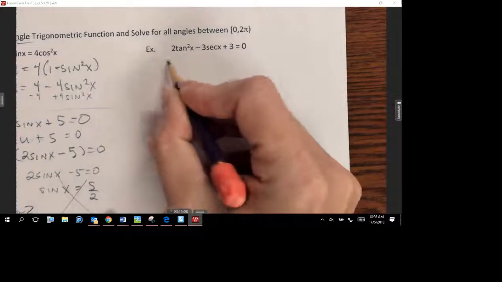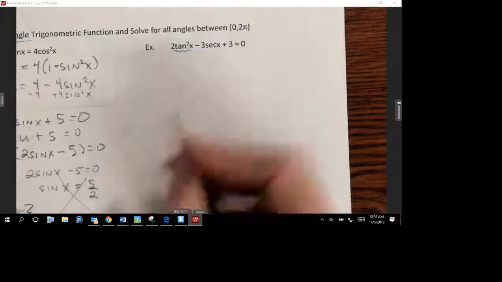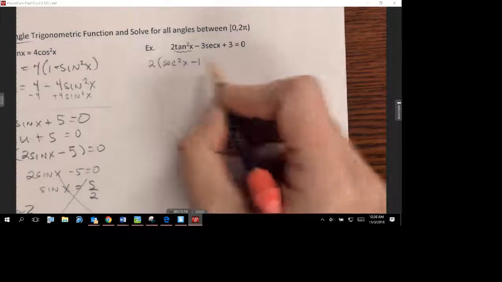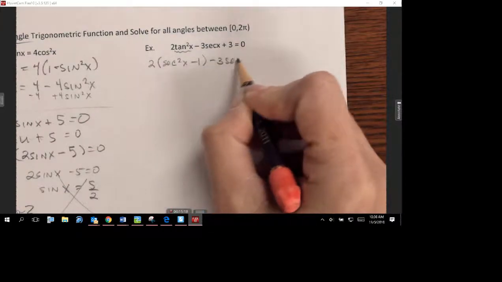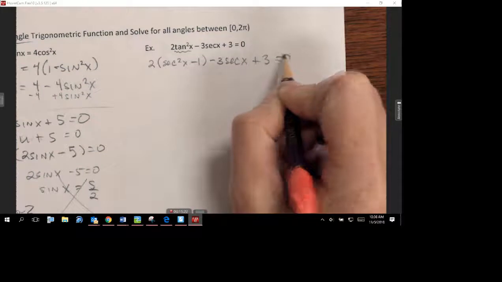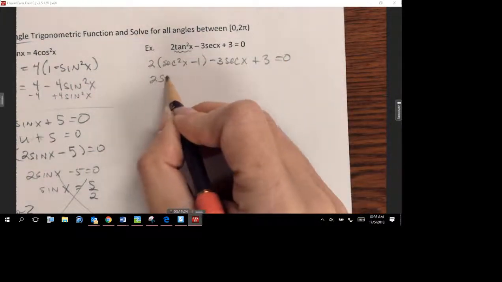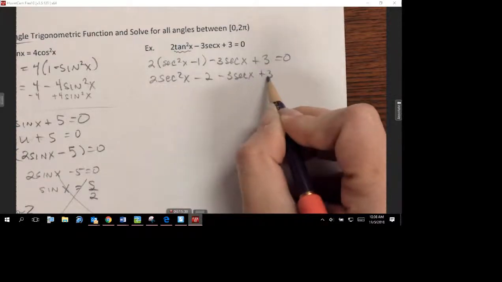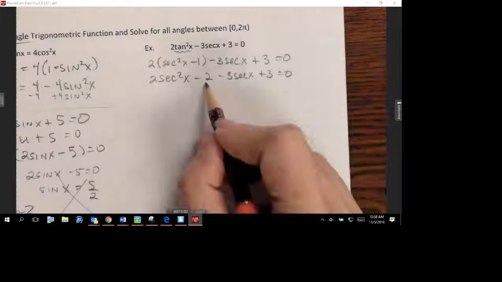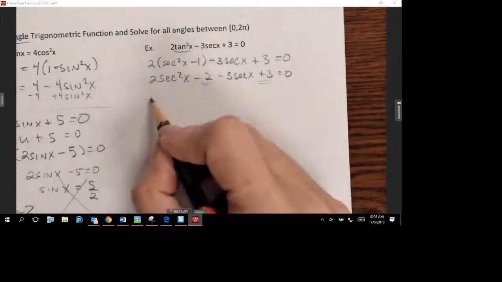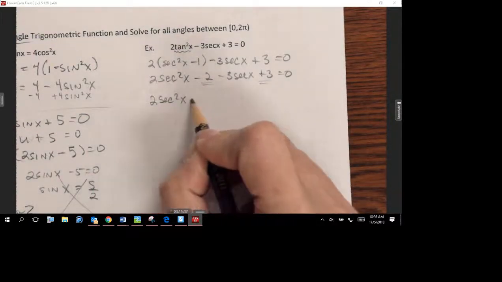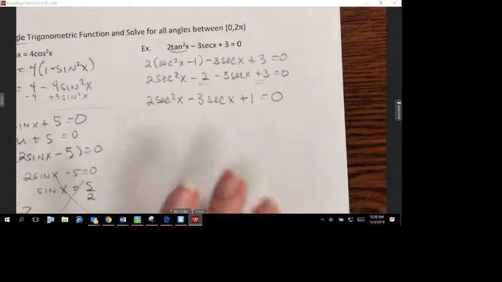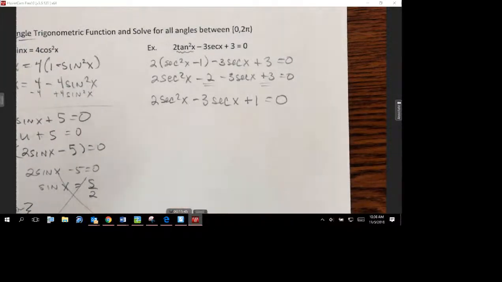Folks around the room, a lot of you figured it out. We're going to take out tangent squared x, and that is the same thing as secant squared x minus 1. So we're going to distribute. And then from here, I'm just going to collect my like terms. And once I've collected my like terms, we now have a trinomial.